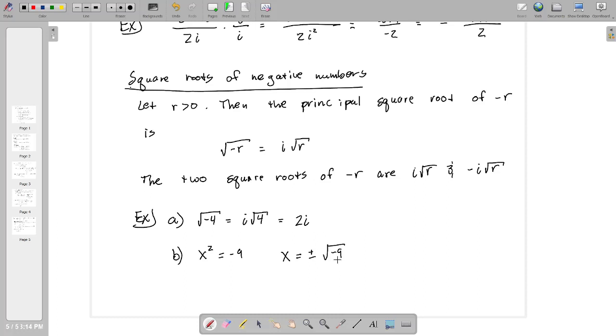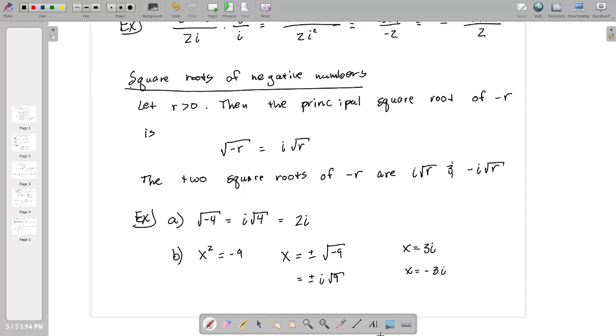Now remember, when we have the square root of a negative number, we can pull this negative away and create an i in front. So we end up with plus or minus i square root 9. Now the square root of 9 is of course 3, so we end up with x is equal to i times 3, and x is equal to negative 3i.